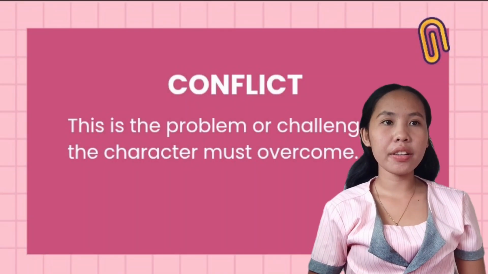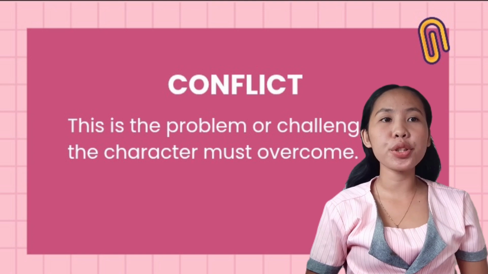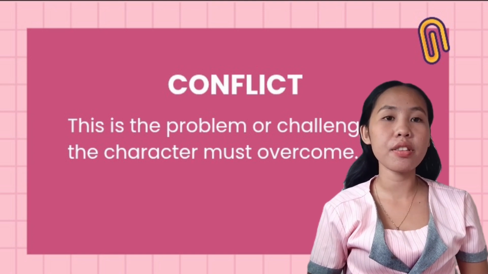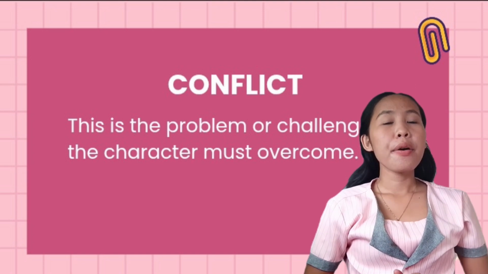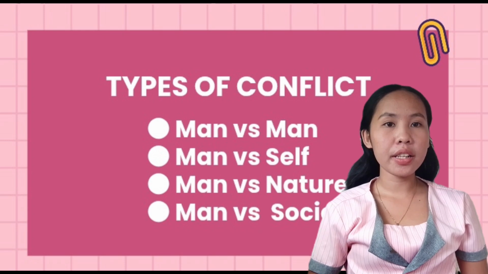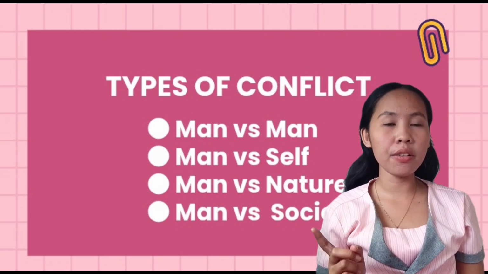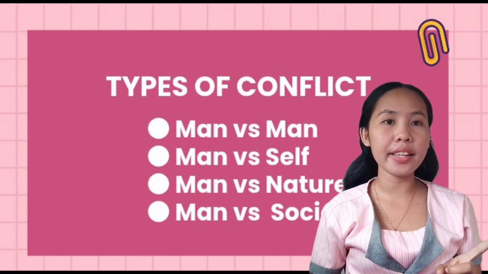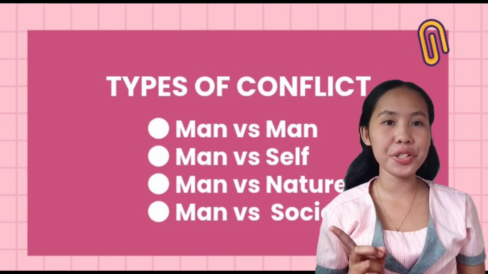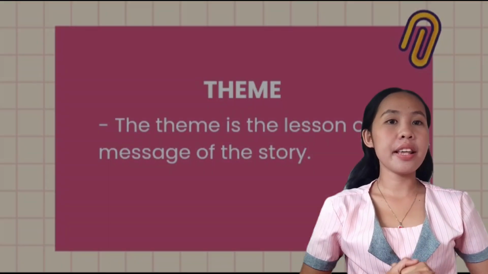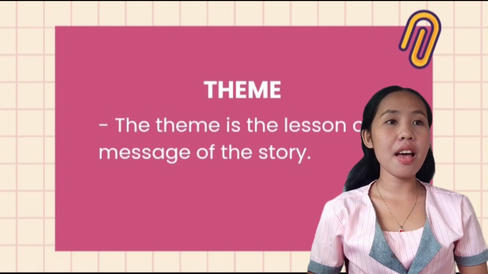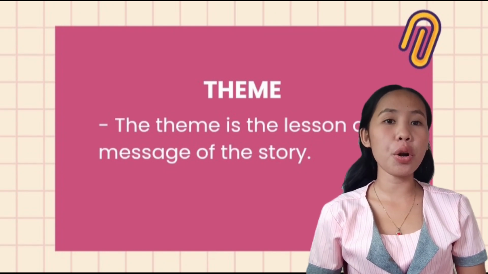Next is the conflict. Conflict is the problem or challenge that the character must overcome. So there are four types of conflict. First, we have man versus man, man versus self, man versus society, and man versus nature. And the last one is the theme. The theme is the lesson or message of the story.